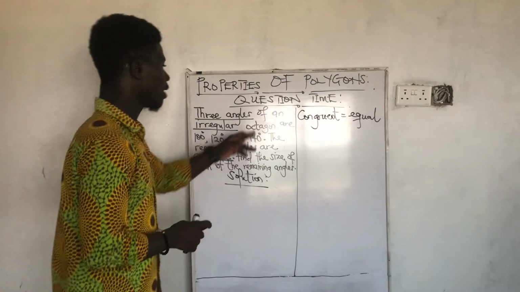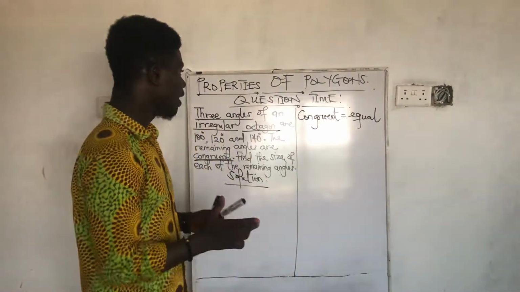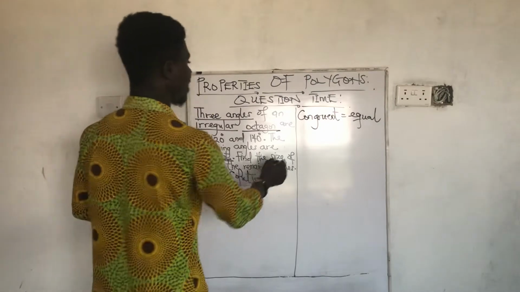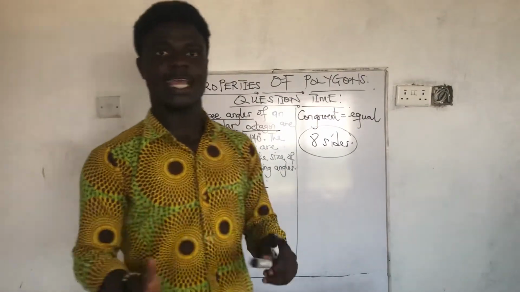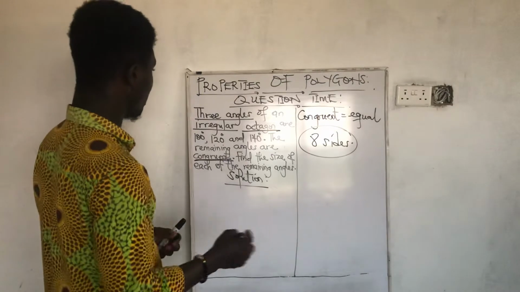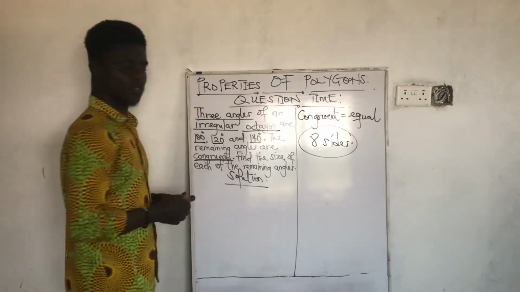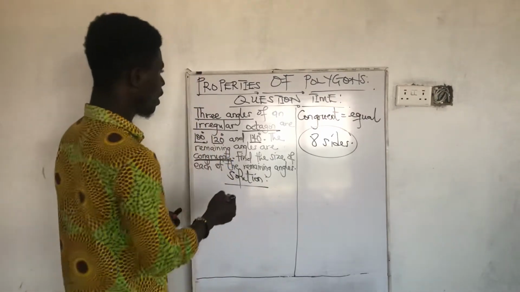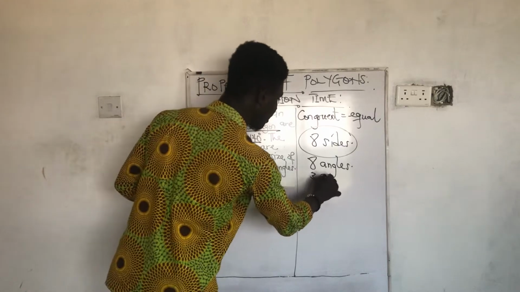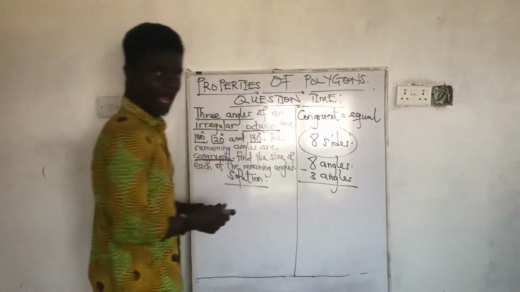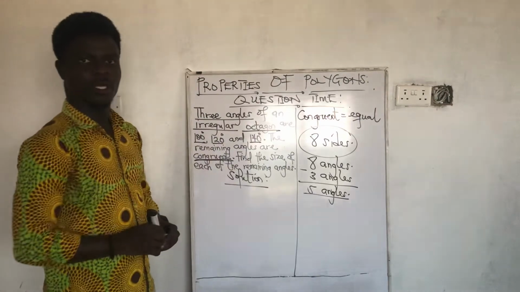Now, octagon is a plane polygon with eight sides, eight interior angles, or eight exterior angles. Here, you have been given three angles. If you have eight angles, and you have been given three angles, we can subtract. So how many angles are left? Five angles left. Are you following?